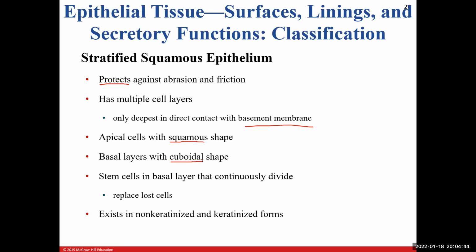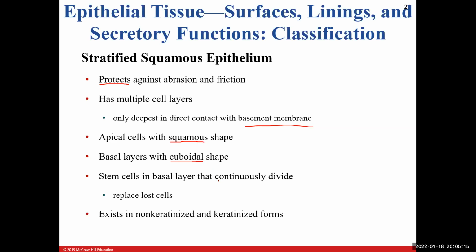But last week, I did say when we are naming stratified epithelium, we always look at the apical layer of cells. That's the topmost layer. And we look at the shape of those cells, and that's what we name the epithelium. Whatever shape the cells appear in the apical layer will tell us our classification.